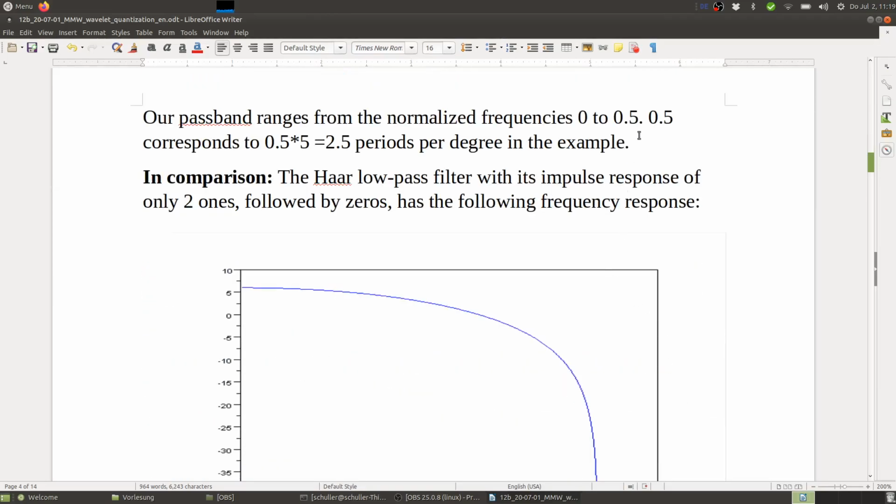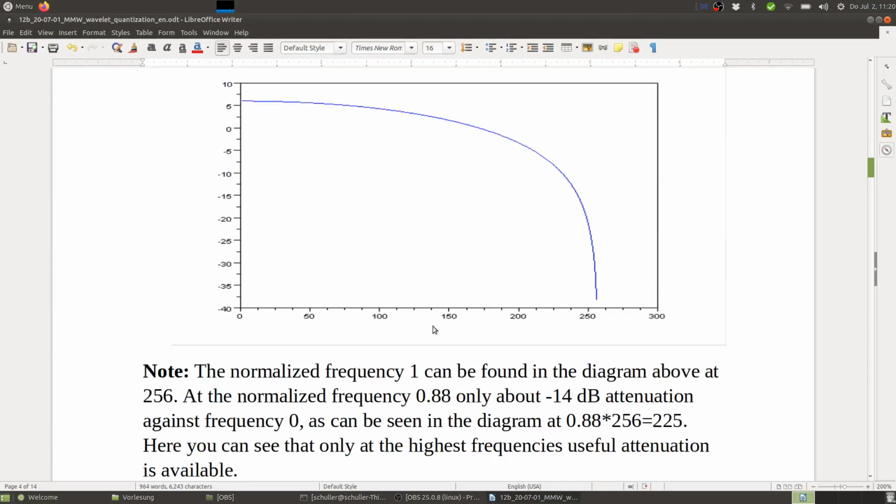It goes from 0 to 2.5 periods per degree. Yeah, and here you can also see how we then convert from our normalized frequency range to the frequency range of our display and a given viewing distance, right? We have pixels and viewing distance gives us the angle. Yeah, here in comparison, the Haar low pass filter with only two coefficients. So here the impulse response basically has just two ones followed by zeros, and the resulting frequency response is this.